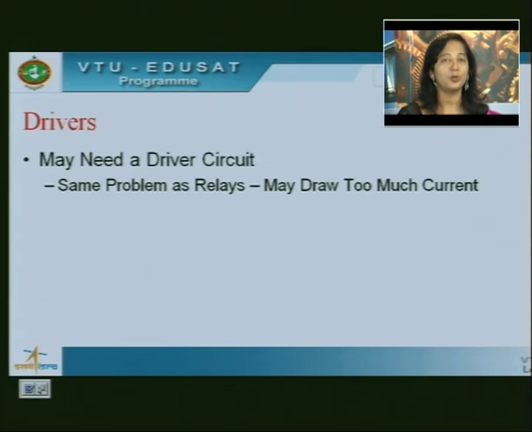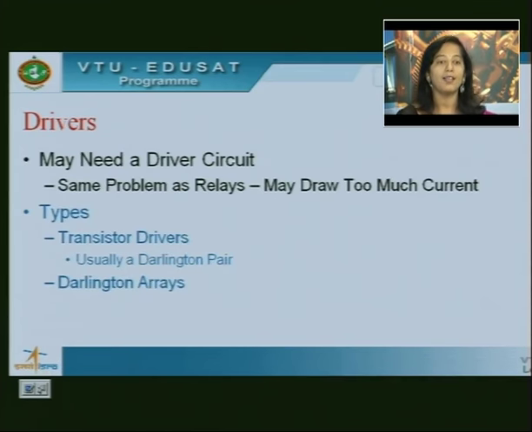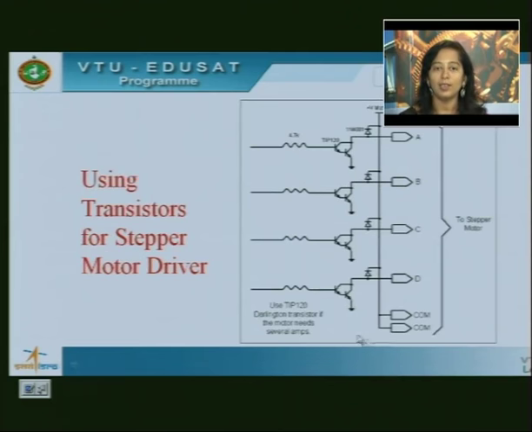Driver circuits are those which will increase the current output of the microcontroller, so that the current will be sufficient to energize the coils in the stepper motor. So it is an in-between connection between the microcontroller unit and the stepper motor. There are different types of drivers. We can have transistors used there. A pair of transistors we call a Darlington pair, or you can use arrays of Darlington pairs. This is how it is.